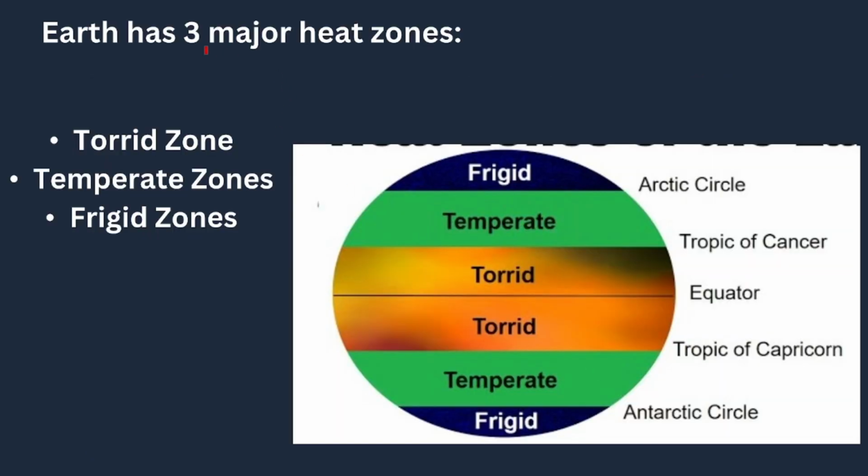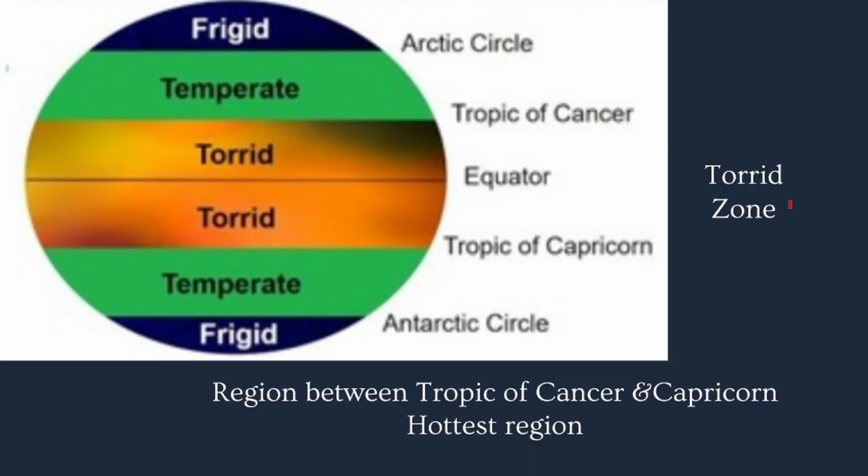So totally there are three major heat zones around our Earth. They are as follows: your torrid zone, your temperate zone, and lastly your frigid zone. This is how the zones are divided. So let's look into each zone. First one, your torrid zone.